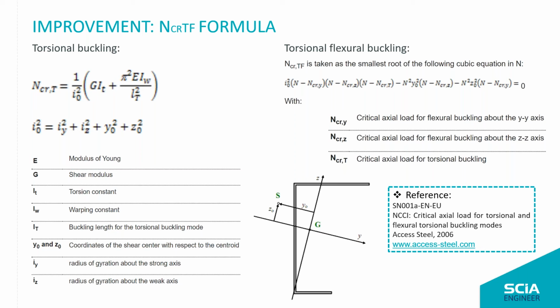And also another change that we do from the Eurocode for both torsional and torsional flexural buckling is that if you input sheeting on the members, we can incorporate the stiffness of the sheeting into the calculation of these critical forces.